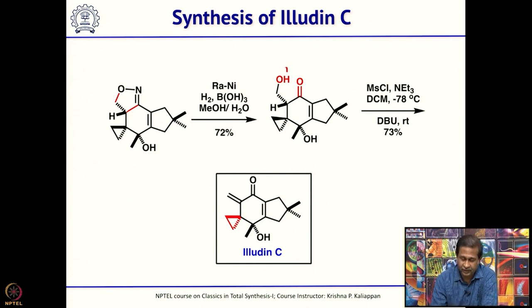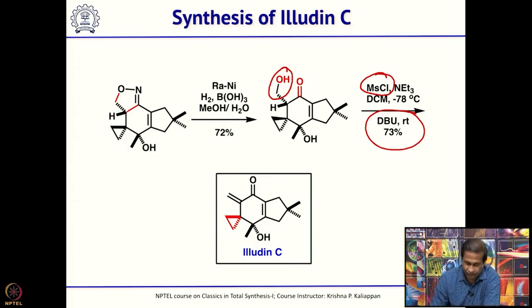Convert the hydroxyl group into a good leaving group. So here the good leaving group is mesylate. Treat with methanesulfonyl chloride and triethylamine. You convert the hydroxyl into mesylate. Then upon treatment with DBU, the elimination takes place. That's how you synthesize Illudin C. Again, if you look at this whole process, the number of steps is only 6. In 6 steps, total synthesis of Illudin C is accomplished.